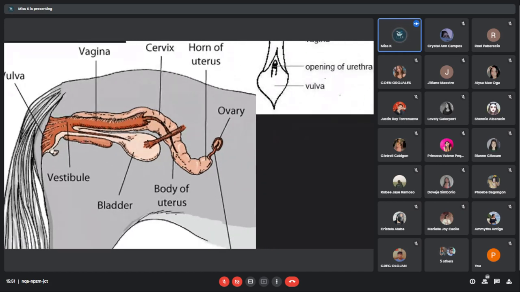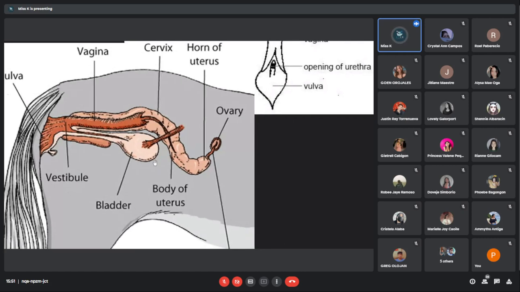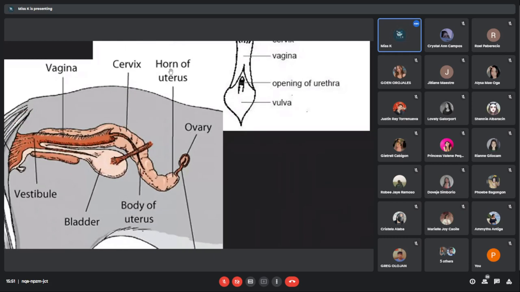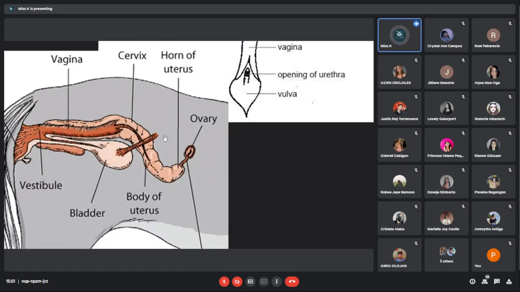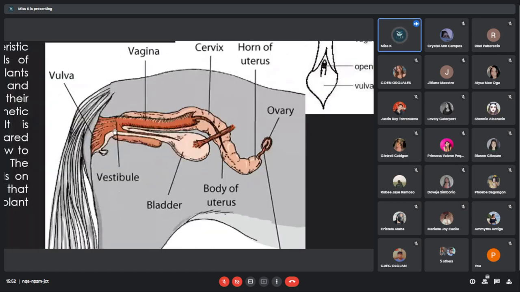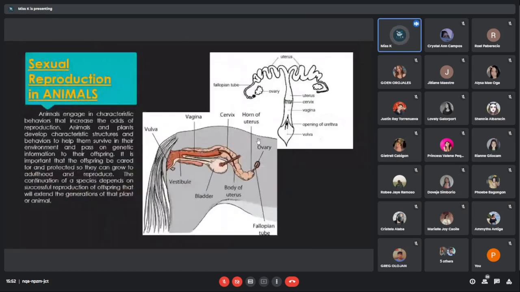Okay? So, the bladder is connected here, but it has a separate opening. And then, we have here a cervix, and a uterus, and the egg is fertilized. Then the fertilized zygote is stored, and as it gets bigger, it moves to the body of the uterus. There the baby horse grows until it's time to be delivered. The baby horse comes out through the vulva.